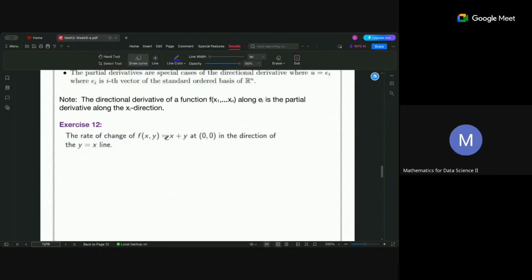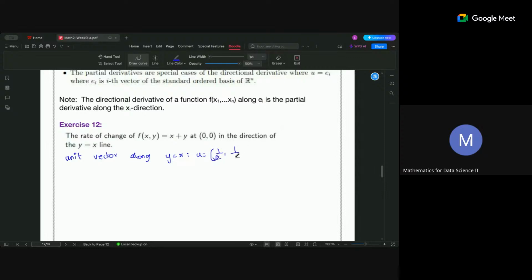The rate of change of f of x comma y equal to x plus y at (0, 0) in the direction of y is equal to x. So what is the rate of change in this particular direction? How are we going to find it? If y is equal to x is the line you are considering, what is the unit vector along y equal to x? Yes, (1 by root 2, 1 by root 2). So the unit vector along y is equal to x is (1 by root 2, 1 by root 2).